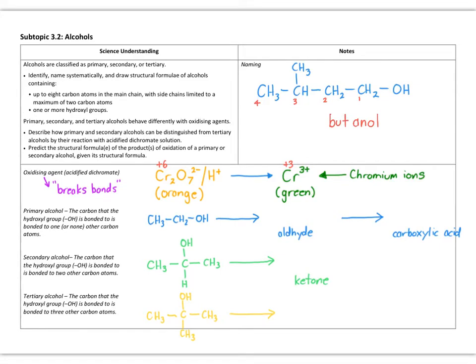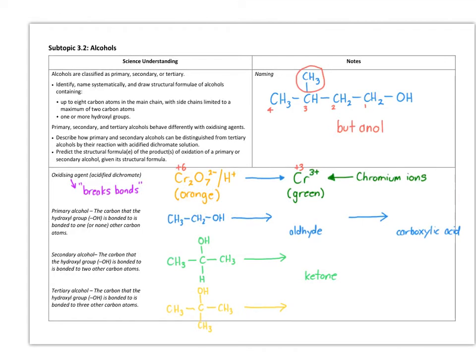And finally we have a methyl group, a side chain group coming here, and that's coming off the 3rd carbon. So that would be 3-methylbutanol. So that's how we would go about naming a slightly more complex alcohol. That's actually the alcohol we used in the lab when we made the ester.